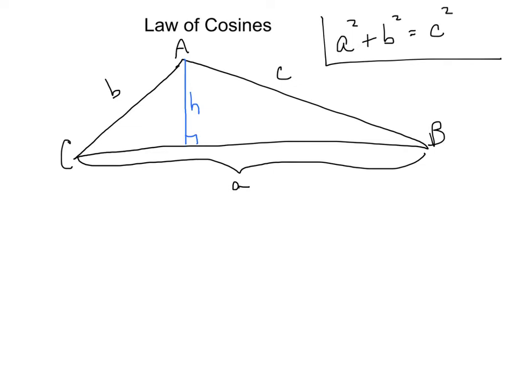My altitude is dropped from vertex A to the opposite side, and so therefore that's why this is denoted here as a right angle, because I now have two right triangles. And side opposites are C and B and A. This one is based on Pythagoras, though, which means that a squared plus b squared equals c squared. Here's the problem.